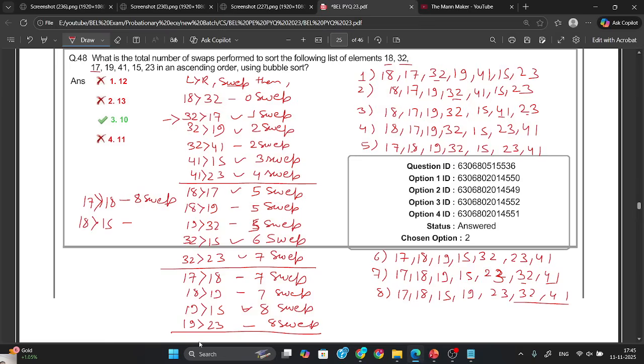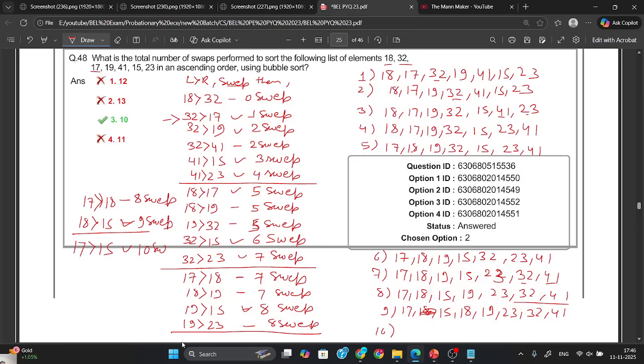So 18 and 15 it is okay, so 9 swap we have to do, ninth one. So the ninth one is 17, 15, 18, 19, 23, 32 and 41. Now again we'll do further. So further we need to compare the next one, that is 17 and 15. So it is okay, so we have to do 10 swap.